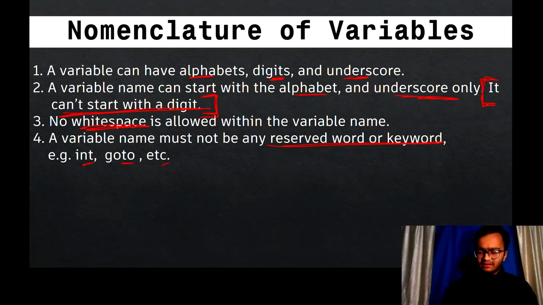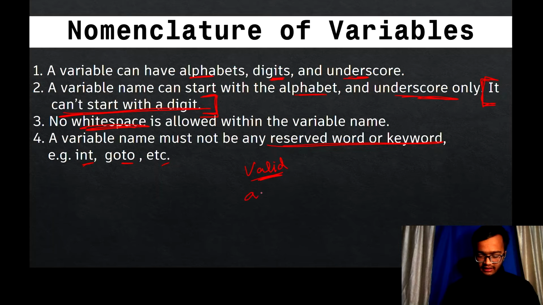Just for the time being, remember that they are called keywords. Okay, so let's write what are the few valid variable names. Variable names which are valid. Okay, let's write over here. A variable name can have alphabet, digits and underscore.